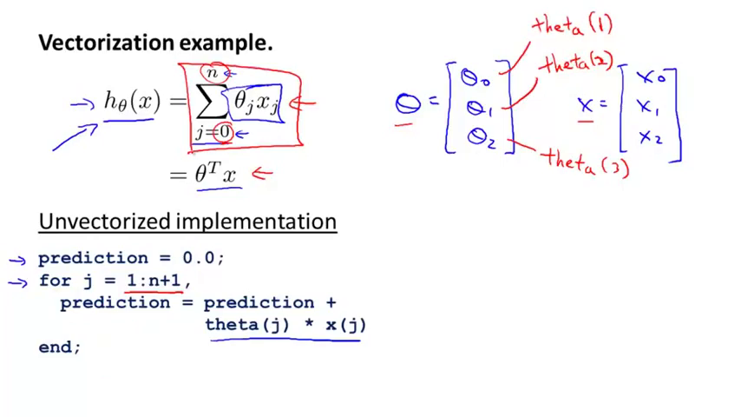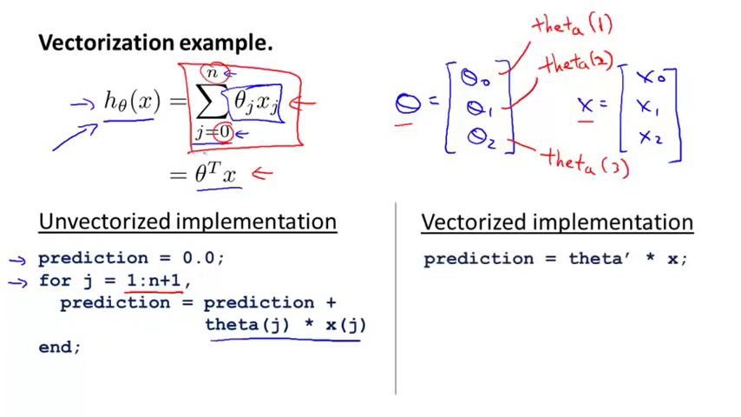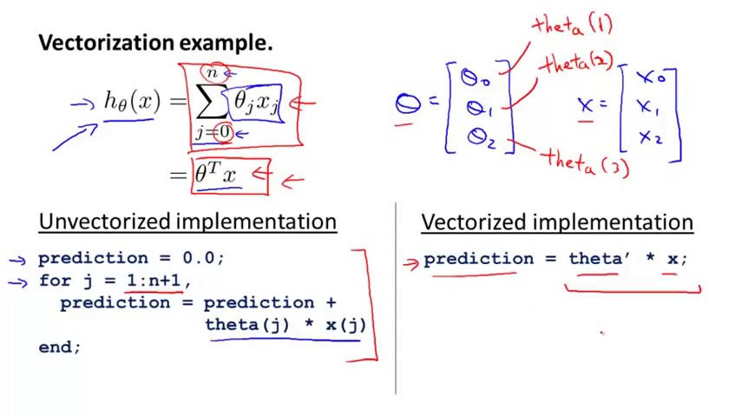In contrast, here's how you would write a vectorized implementation, which is that you would think of x and theta as vectors, and you just set prediction equals theta transpose times x. You're just computing it like so. So instead of writing all these lines of code with a for loop, you instead just have one line of code, and what this line of code on the right will do is use Octave's highly optimized numerical linear algebra routines to compute this inner product between the two vectors, theta and x. And not only is the vectorized implementation simpler, it will also run much more efficiently.